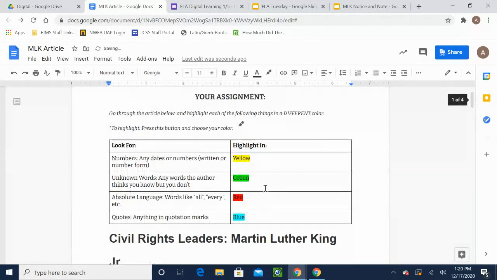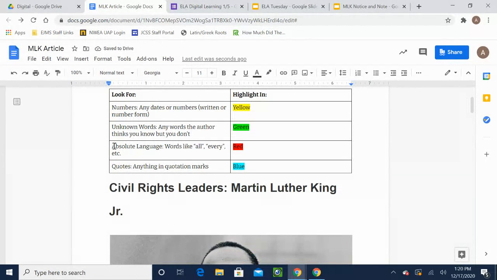Okay. Now, absolute language. This one's a little hard to understand, okay? But absolute language is just that extreme language. So it's going to be words like all or every single person or everyone, okay? It's where it generalizes and groups people together. So that absolute extreme language you're going to do in red, okay?